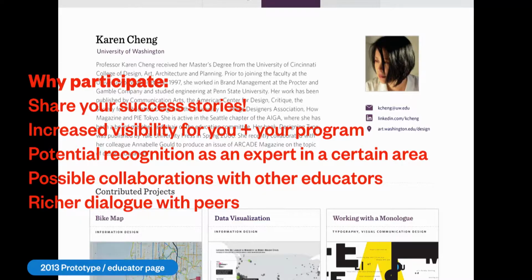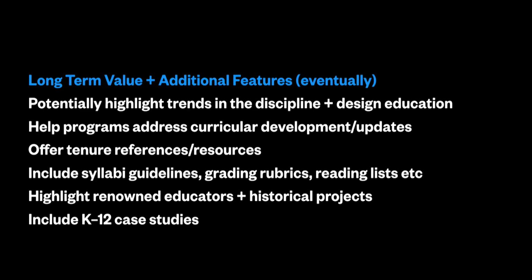So why participate? Well, sharing is caring. We want you to just share your success stories. It's increased visibility for you and your program, potential recognition as an expert in a certain area, information design, data visualization. It could lead to possible collaborations with other educators, and basically a richer dialogue with your peers.